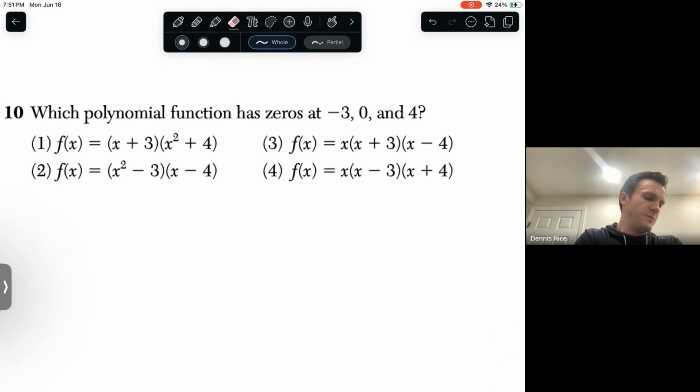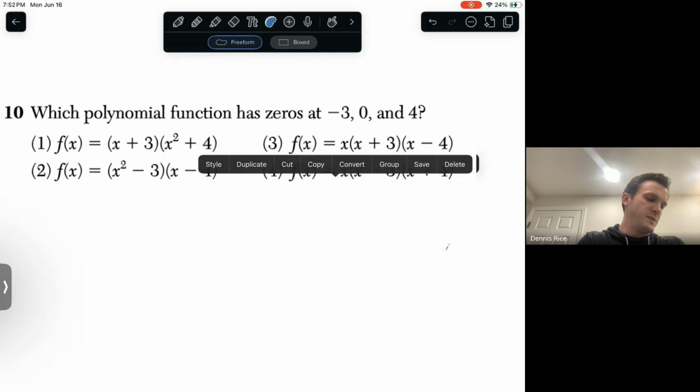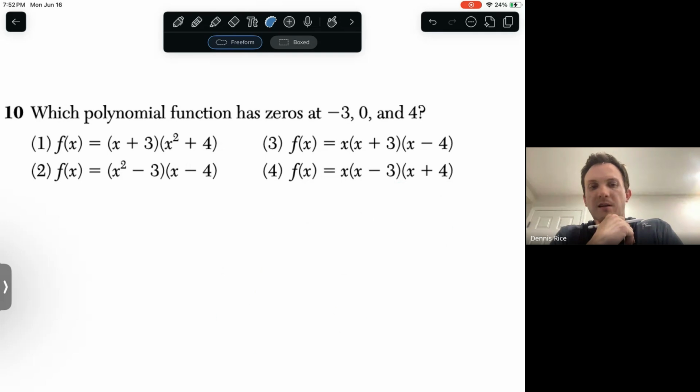Sometimes these questions are given with a little drawing of a graph. We've seen this a few times, right? It's like, hey, what's the equation? So if I give you the roots, if I say the roots or the zeros are at -3, 0, and 4, which of those equations represents those 3 roots?